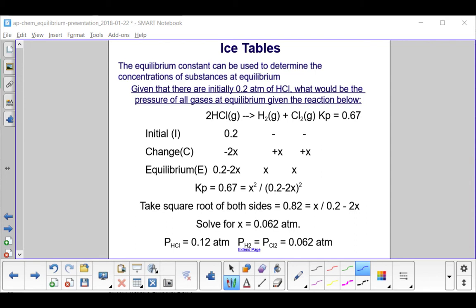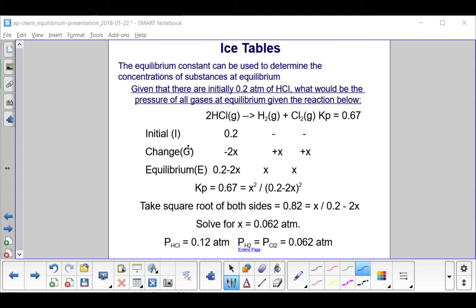The reverse process can also be done. If you know the equilibrium constant, you can use it to determine the concentrations of substances at equilibrium. So, given that there are initially 0.2 atmospheres of HCl, what would be the pressure of all gases at equilibrium given the reaction below? So I have my reaction balanced for stoichiometry, and I know that Kp, the equilibrium constant for pressure here, is 0.67. My initial pressure of HCl is 0.2, so I put that in the I row, and I leave it blank for the 2 products because we don't start out with any products.